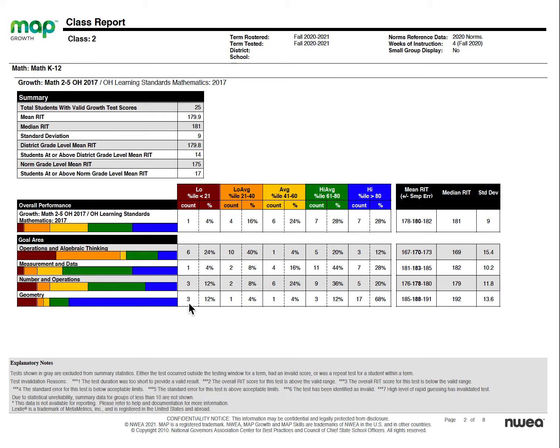Other thing I'd look at is I still have 3 kids performing below the 20th percentile, and then a 4th right here that's below the 40th.